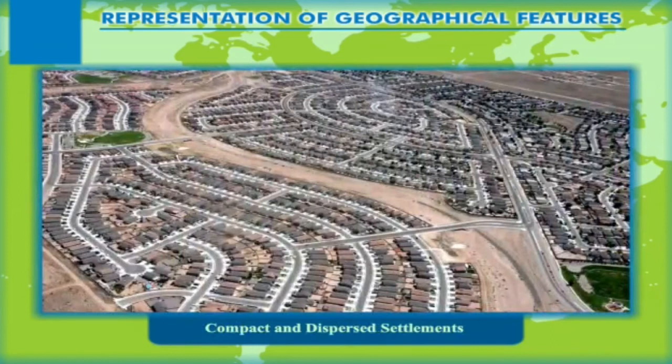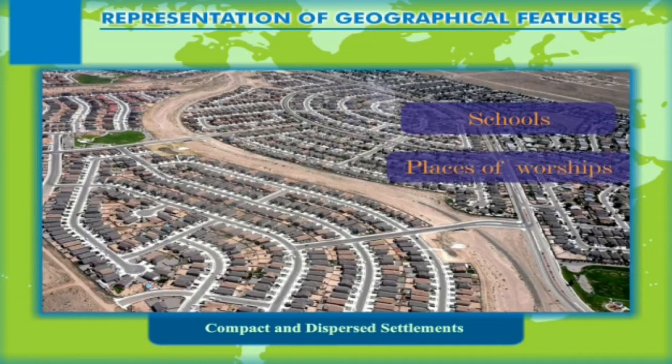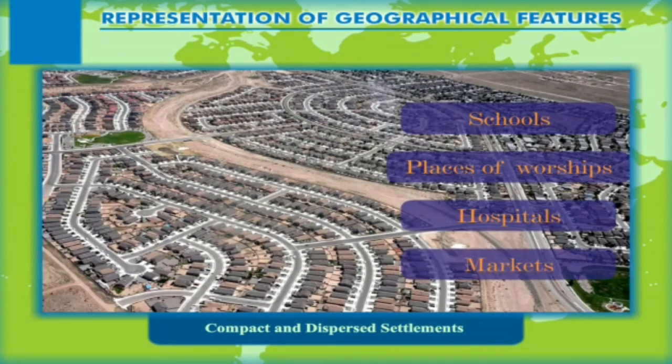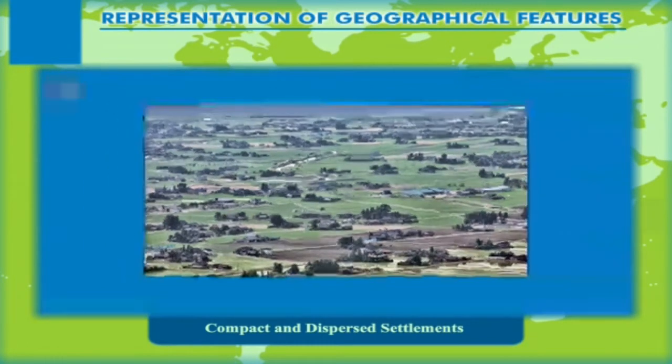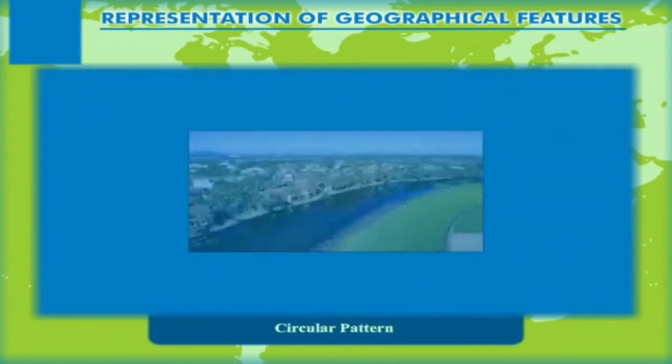Compact and dispersed settlements. The settlement where all the houses are built side by side, leaving narrow lanes and by-lanes, is called a compact settlement. There are collective amenities to serve the people, like schools, places of worship, hospitals and markets, etc. Dispersed settlements serve few families and houses are scattered in isolated places. Life is simple and quiet as there is little opportunity for social gathering. These types of settlements are found on highlands or farmlands.